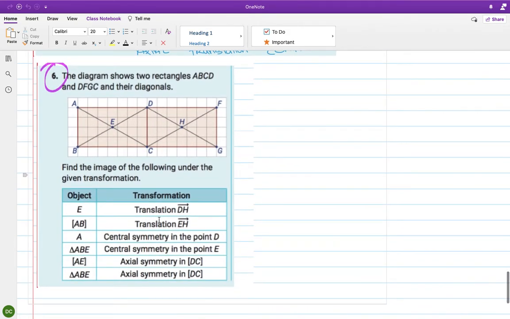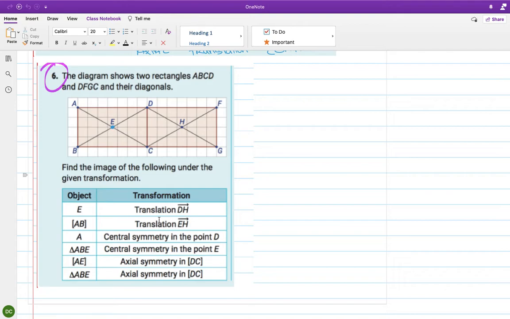Okay, and then I asked you to do question 6 as well. The diagram shows two rectangles, ABCD and DFGC, the one on the left and the one on the right. Find the image of the following under the given transformation. So the image of E, here's E, and the translation is D to H.